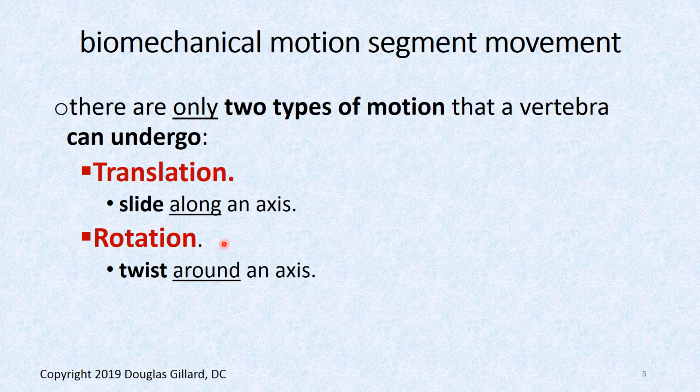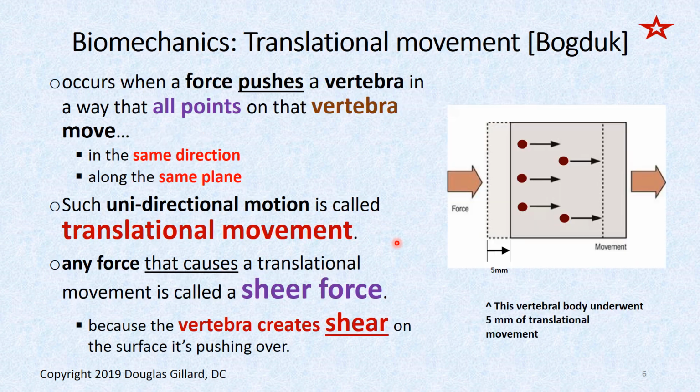And then there's rotation, and we know what that is. That's just twisting. But it's twisting around a given axis, one of the XYZ axes. So yeah, but unfortunately it's not quite that simple. But really, those are the two motions, and there's different types of those motions.